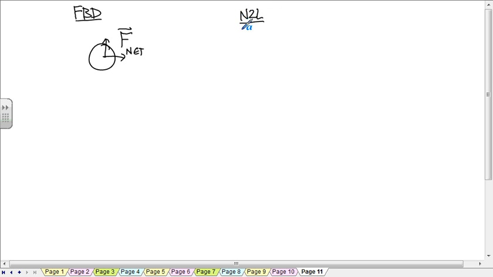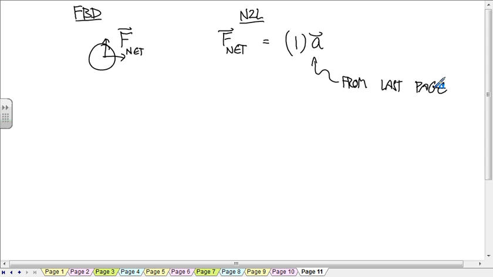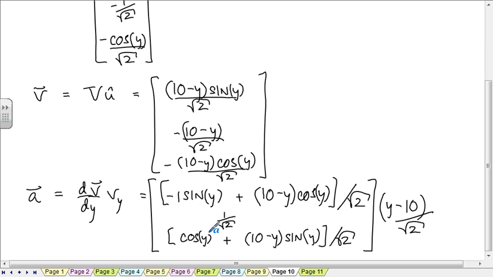And so Newton's second law says F net is equal to the mass times the acceleration vector as a function of y. That's from the last page. And since the mass is 1 kilogram, to get the force, you're just multiplying this by 1. So this is also an expression for the net force in newtons. A function like this doesn't mean much to you until you plot it, and then you'd get a sense of how that force is changing over time. Any questions about anything on there?